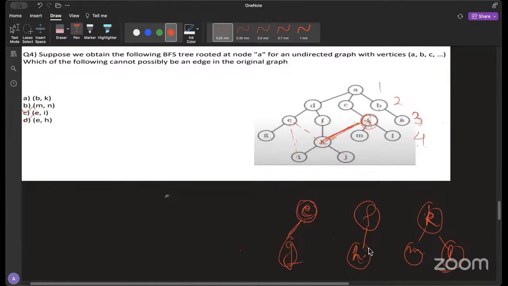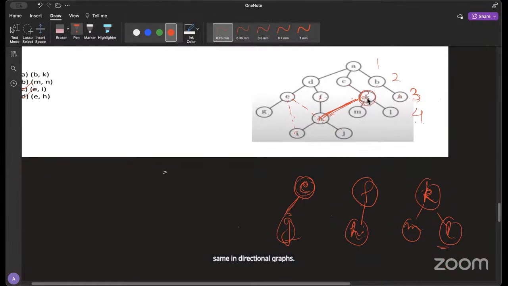Ma'am, you said that we cannot skip a level. It's a rule. So it's the same for directional graphs also? It's the same in directional graphs. If you have K and J and it's a directional graph, it's the same for the directional graph too. You can't skip levels there too.